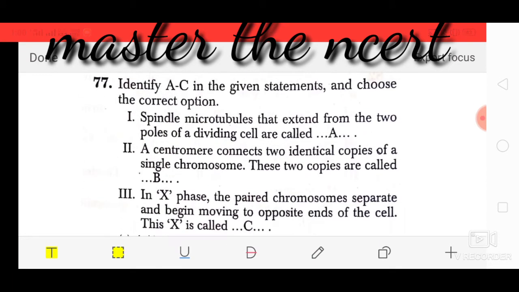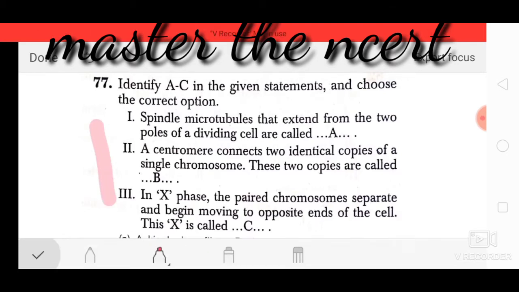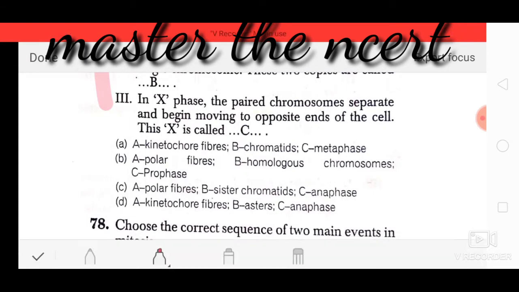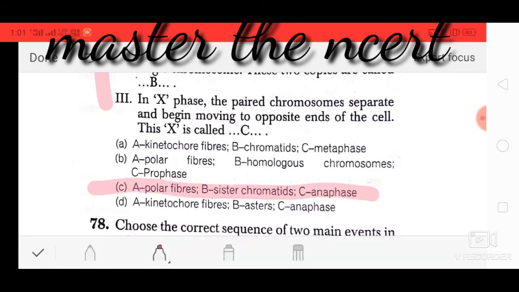Now next is identify A to C by filling the blanks. First, spindle microtubules that extend from the two poles of a dividing cell are called the polar fibers. Second statement: a centromere connects two identical copies of a single chromosome. These two copies are called sister chromatids. Next, in the phase where the paired chromosomes separate and begin moving to the opposite ends, this stage is known as anaphase. So after matching to the options, the correct answer of this question is option number C, that is polar fibers, sister chromatids, and anaphase.